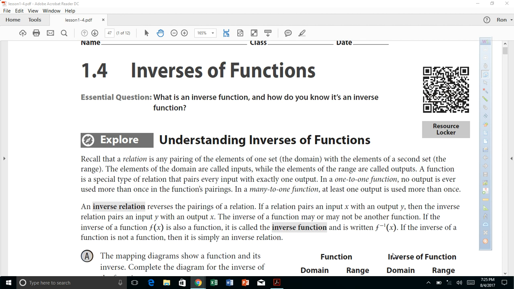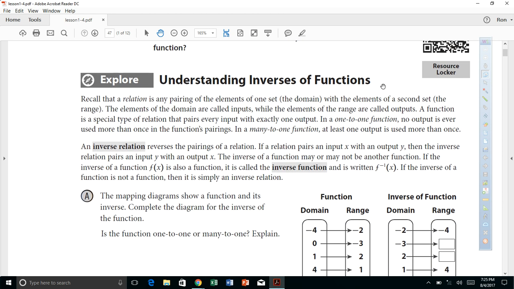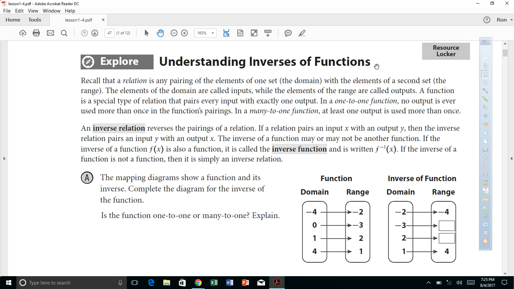Understanding inverses of functions. Recall that a relation is any pairing of the elements of one set, the domain, with elements of the second set, the range. The elements of the domain are called inputs, while the elements of the range are called outputs. A function is a special type of relation that pairs every input with exactly one output. In a one-to-one function, no output is ever used more than once in the function's pairing. In a many-to-one function, at least one output is used more than once.